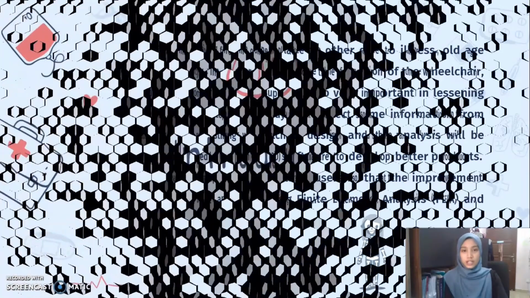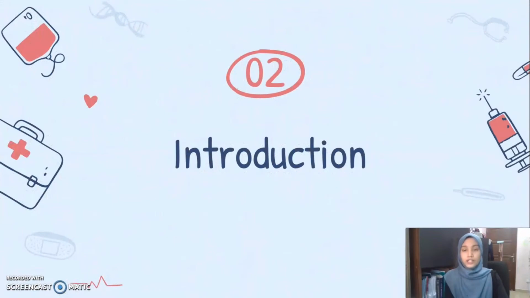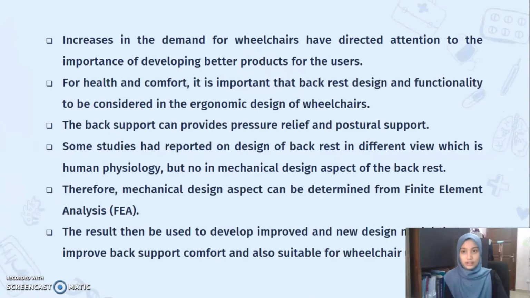Next, for the second chapter, I will explain about the introduction. Because the demand for wheelchairs increases day by day, that's why attention is directed to the importance of developing better products for the users. For health and comfort, it is important that the backrest is designed and its functionality considered in designing the ergonomic wheelchair.